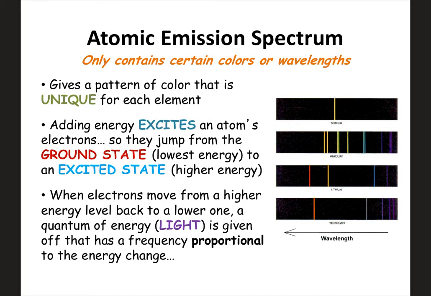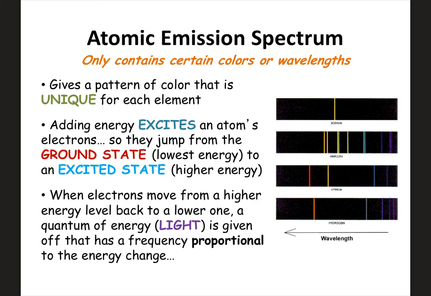This brings us to this idea of an atomic emission spectrum. This is when you only see certain colors or wavelengths. Every element gives its own specific pattern when you do this. We call this an atomic emission spectrum. It's not going to be a continuous spectrum. You're not going to see every color blended one to the next. There's going to be gaps or breaks in this.